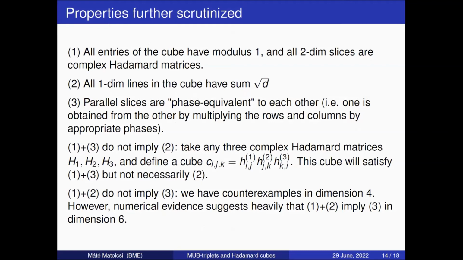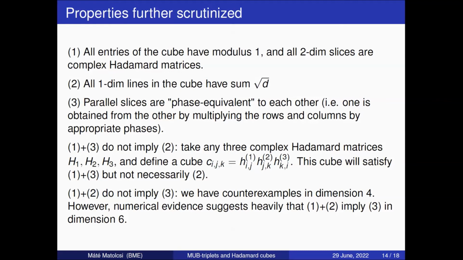And I'm telling you, mostly they are independent, because 1 and 3 do not imply 2, meaning that even if I tell you that all slices are Hadamard matrices and they are phase equivalent, it nevertheless doesn't guarantee that they sum up to root n. You can imagine why, although it's a nice construction, that in fact you can make such cubes with a very simple construction which resembles this cube in a way.